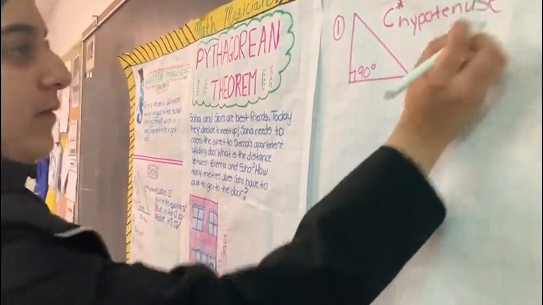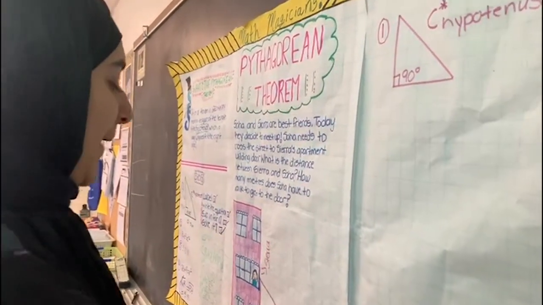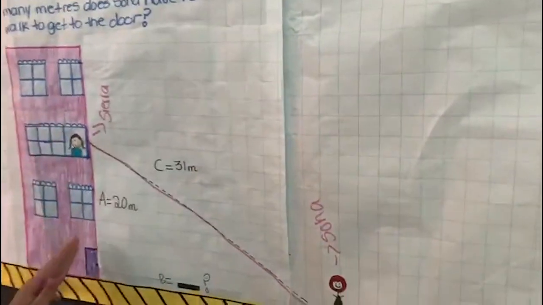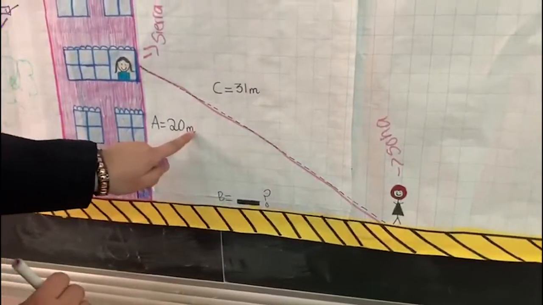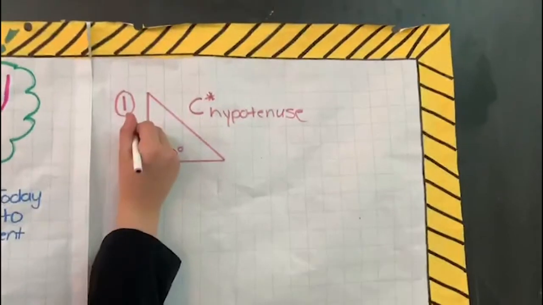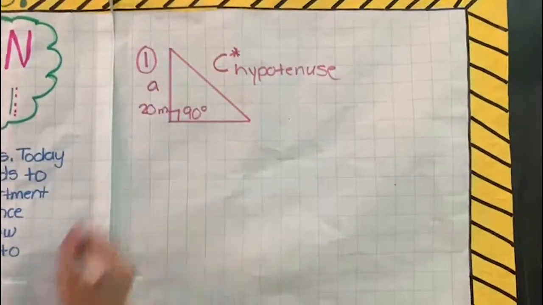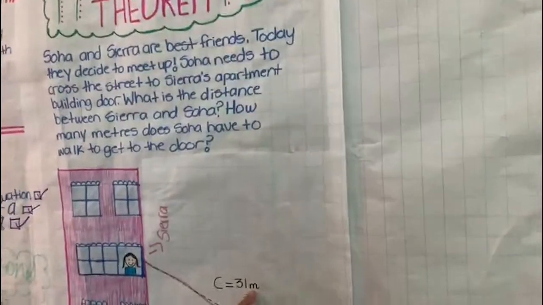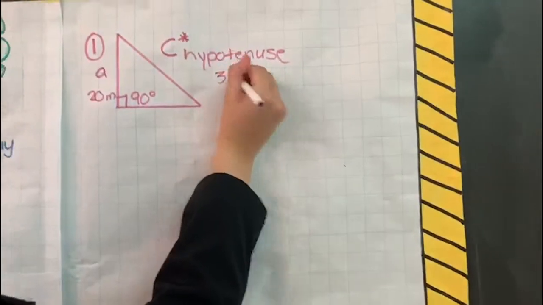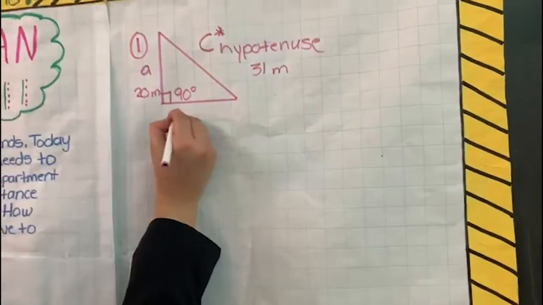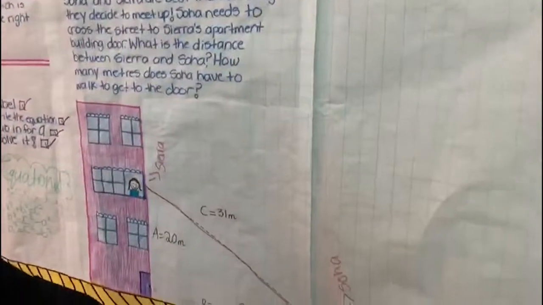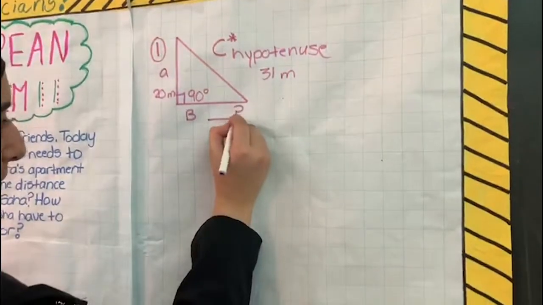Okay, now we can look over here at the actual word problem and see where everything is labeled. So we know that this side is 20 meters and it is the letter A. So we can write A, which is 20 meters. And also for C, we see that it is 31 meters. Now, let's check B. Let's label that. And let's see the measurement. Well, we don't have the measurement for that because we're going to solve it now. So for now, we'll leave that blank.